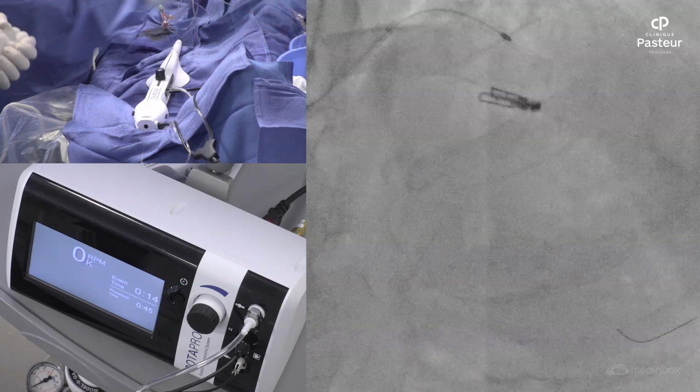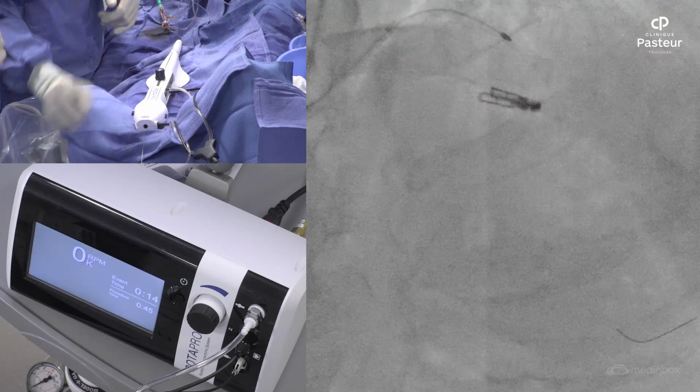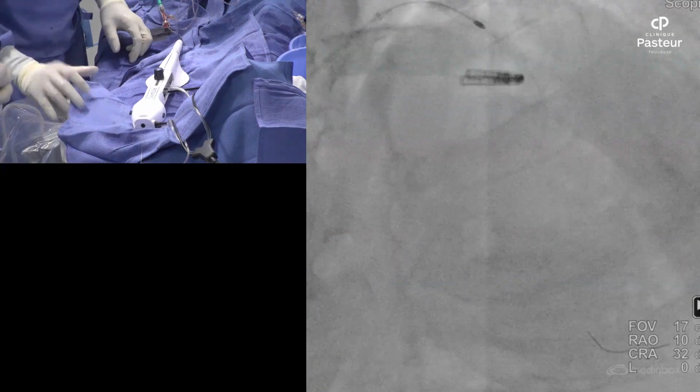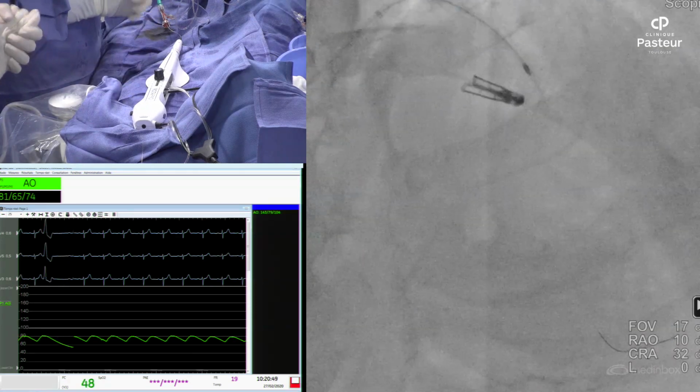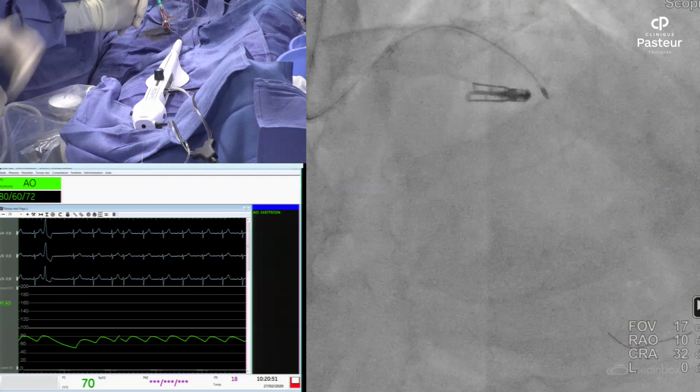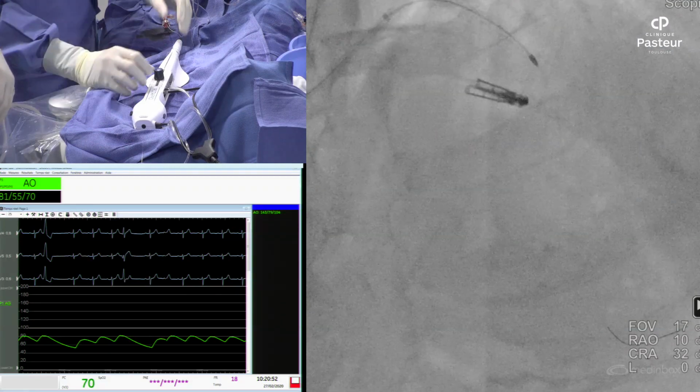The pressure is still good. There is no modification of the ECG. So I think that really we are doing this very gently, not too aggressive, and it's the way to limit the risk of distal embolization.